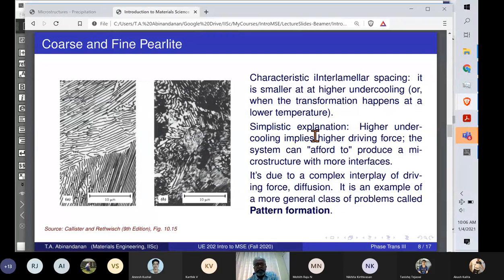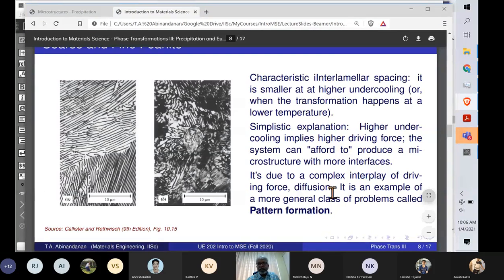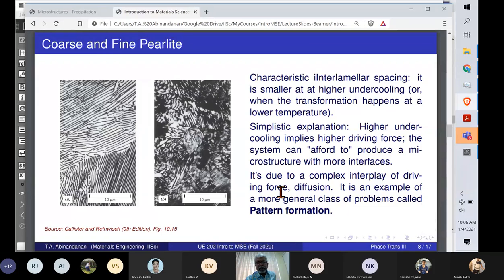The actual explanation is a pretty complex one, and it is still a matter of research to figure out the full extent of the complex interplay between several factors. I mentioned only two of them here, the driving force and diffusion. So it is called pattern formation. Such studies are undertaken by people in many different fields, physicists, mechanics people, and some chemists and biologists as well.